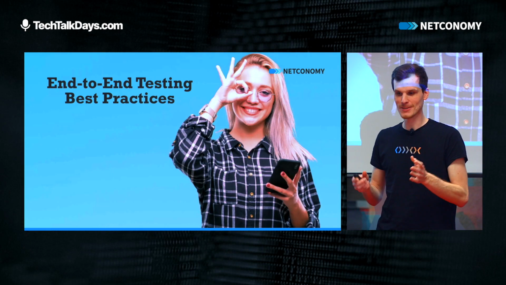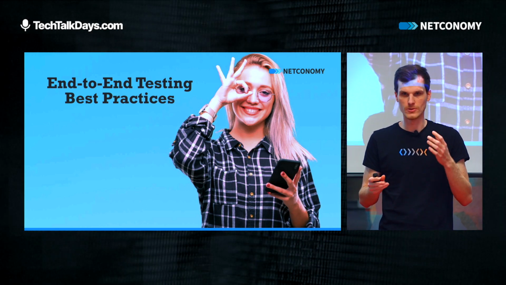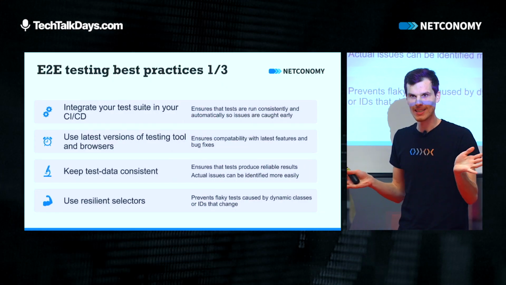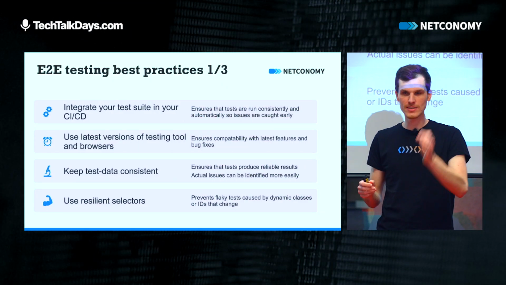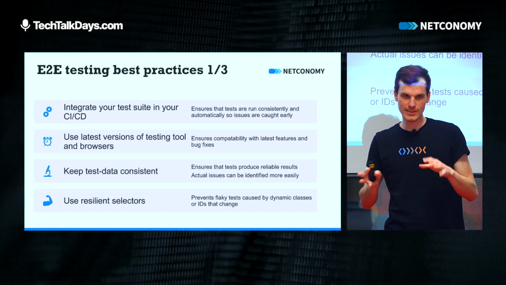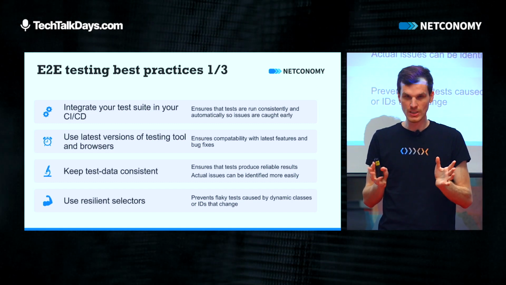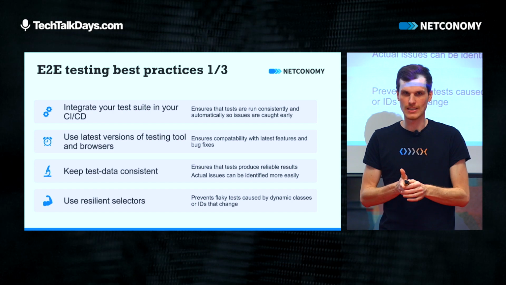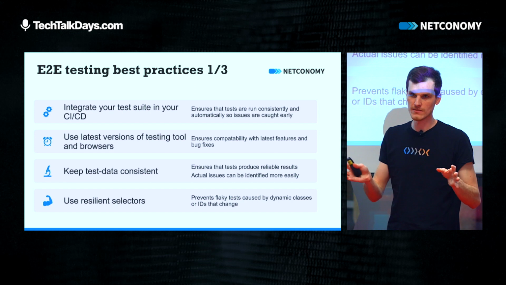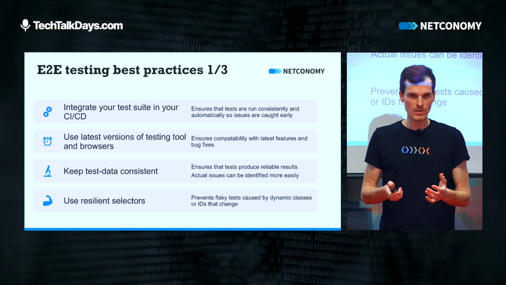So now I told you all about the problems of end-to-end testing, but I also want to give you some best practices to counteract those problems. So let's say you set up your end-to-end test suite. The first thing you should do is integrate it in your CI/CD pipeline. This ensures that your tests run automatically in a special environment and run through consistently and help you detect bugs early.